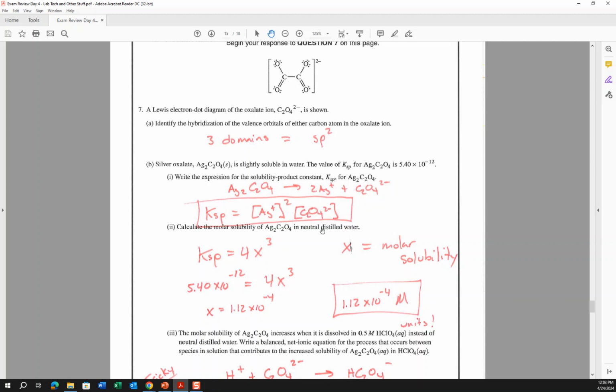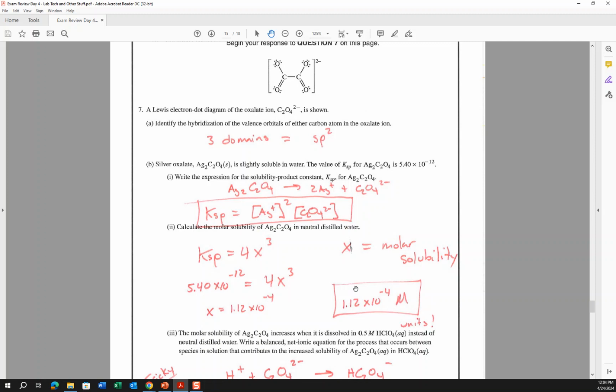Okay. Here they just ask for the molar solubility. So we can use our solubility shortcut because we have a 1 to 2 ion ratio. We can say KSP equals 4x cubed. Remember, in these KSP shortcuts, X is the molar solubility, KSP is the solubility product, which was given to us here. So we would plug in the 5.4 times 10 to the negative 12 for KSP. We'd solve for X. X is the molar solubility. When you solve for molar solubility, remember, it has units. It's moles per liter. It's molarity.